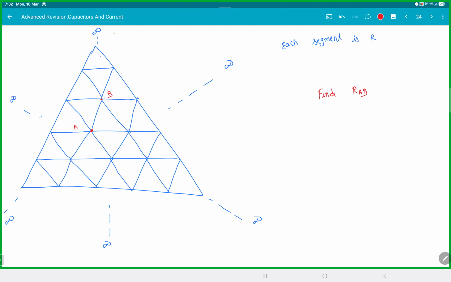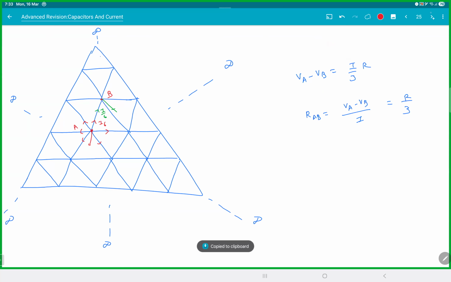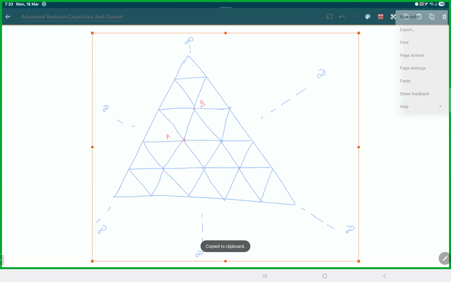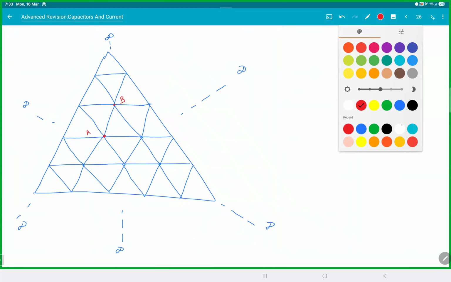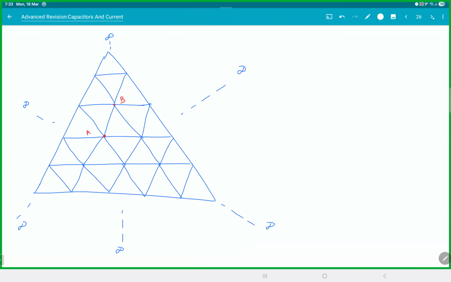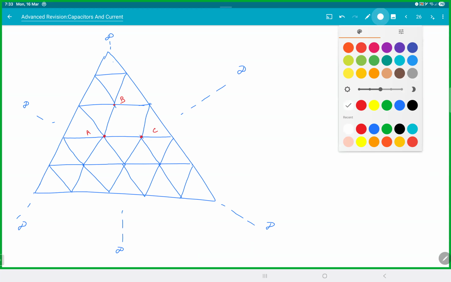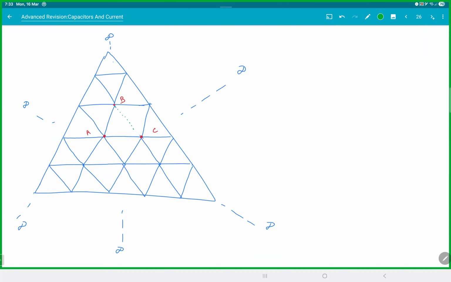Now, so infinite grids, right? They look scary, but they're manageable if they give only that much. But now let's say you remove one resistor between them. Let me call this point also as C. And then you decided to remove BC. There I'm putting a dotted line. Now find RAB.